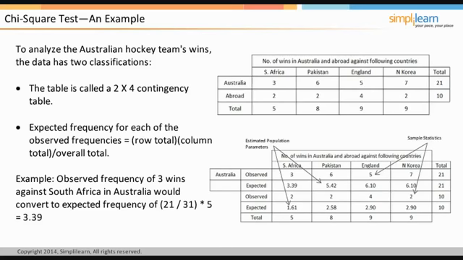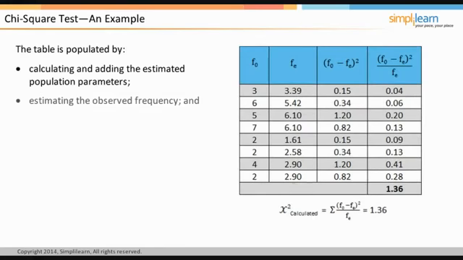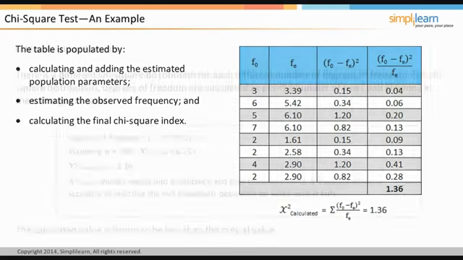One has to find out how to calculate the expected frequency. If the observed frequency is 3 wins against South Africa in Australia, then it would convert to total wins at home, which is 21, divided by the total number of wins, or 31, and the result multiplied by 5. The result is 3.39. Similarly, the expected population parameters for all cases are found. In this step, all the information of the previous screen is combined, and the table is populated. The estimated population parameters are calculated and added. The formula estimates the observed frequency to calculate the final chi-square index, which in this case is 1.36.